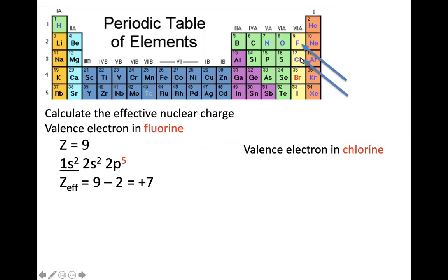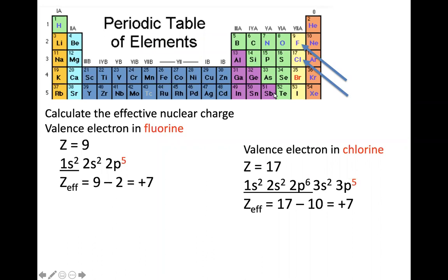I see that I have 17 protons. If I write the whole electron configuration, 1s2, 2s2, 2p6, 3s2, 3p5. If it seems like I'm going through fast to get those, I can use a periodic table to quickly get that. And I see that in this case, I've got the same value for the effective nuclear charge, +7.